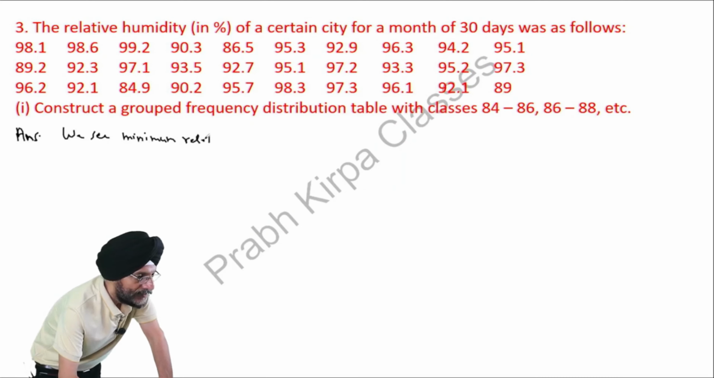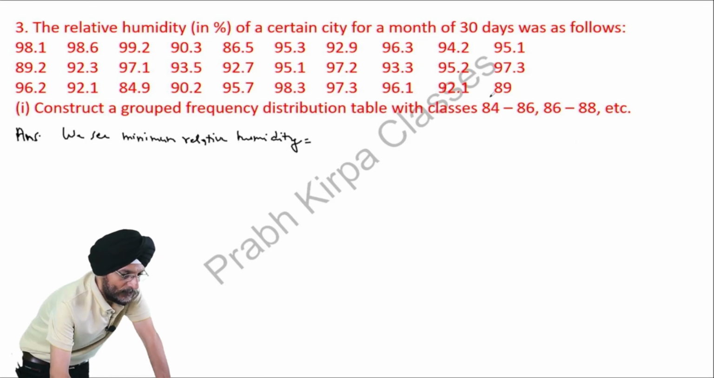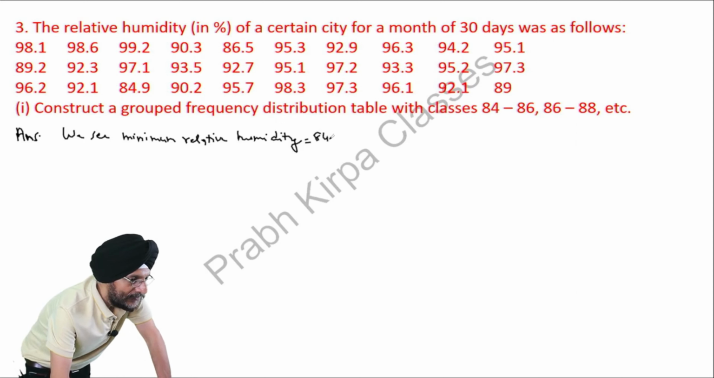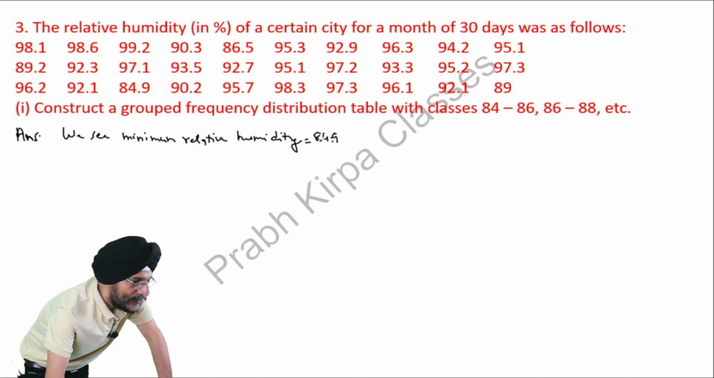So now we see the minimum relative humidity. Is it 98.1, 90, 86? Anything less than 86? 84.9. Anything less than 84.9? No. So the minimum relative humidity is 84.9. Now we will find out the maximum relative humidity.